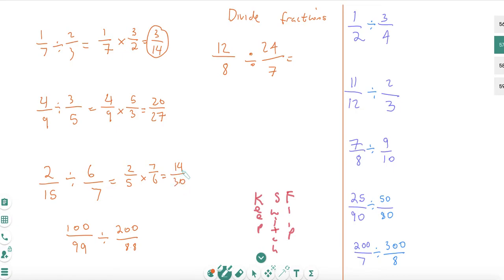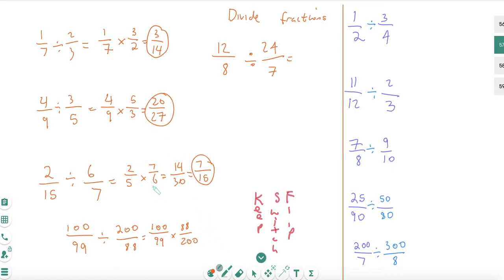Cool. Can I simplify that? Yeah, I can divide both numbers by 2. 14 divided by 2 is 7. 30 divided by 2 is 15. This one. Keep, switch, flip. Ooh, these are nasty numbers.